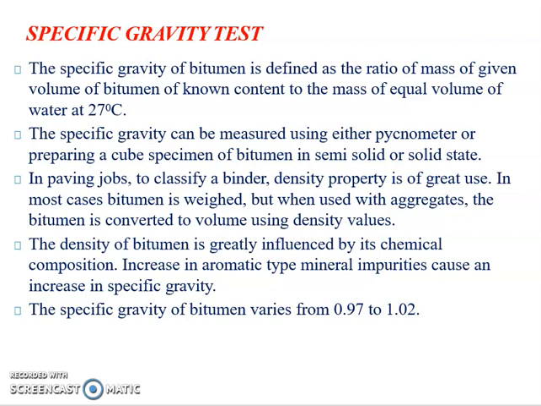The specific gravity can be measured using either a pycnometer or by preparing a cube specimen of bitumen in semi-solid or solid state. In paving jobs, to classify a binder, density property is of great use. In most cases, bitumen is weighed, but when used with aggregates, the bitumen is converted to volume using density values. The density of bitumen is generally influenced by chemical composition. In case aromatic type mineral impurities cause an increase in specific gravity. The specific gravity of bitumen varies from 0.97 to 1.02.